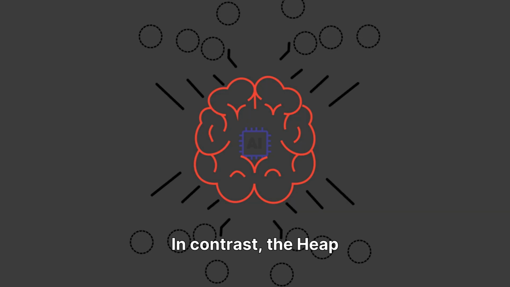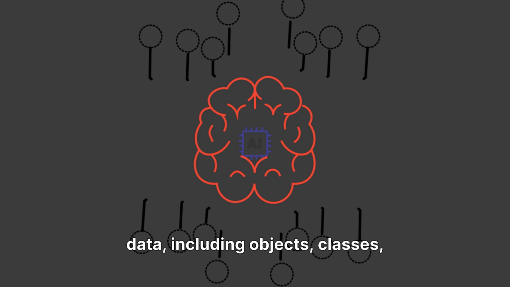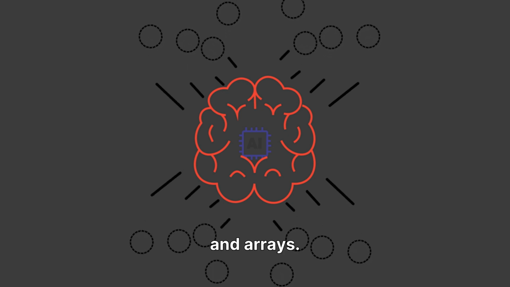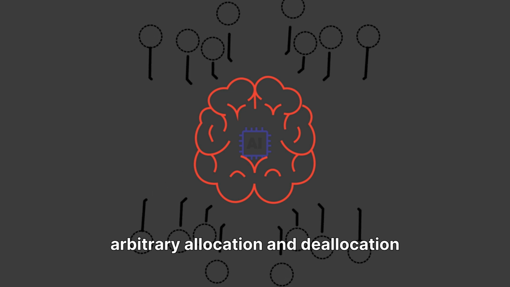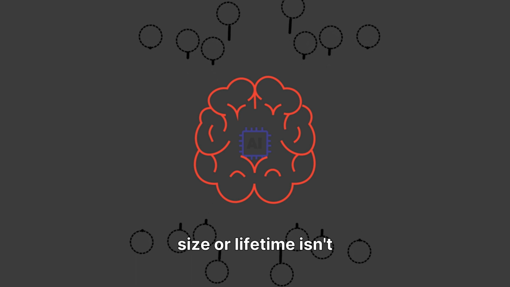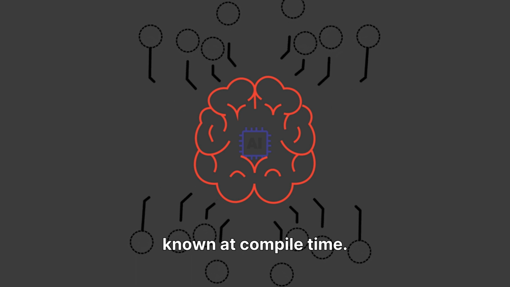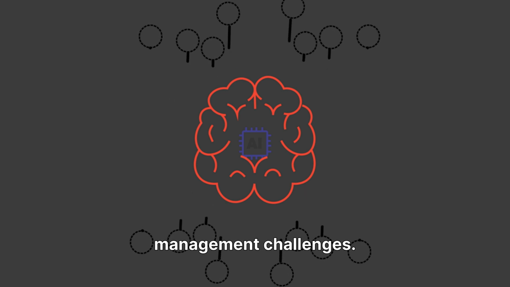In contrast, the heap is a flexible memory area designed for dynamic data, including objects, classes, and arrays. Unlike the stack, the heap allows for more arbitrary allocation and deallocation of memory, making it suitable for data whose size or lifetime isn't known at compile time. This flexibility comes with its own set of management challenges.